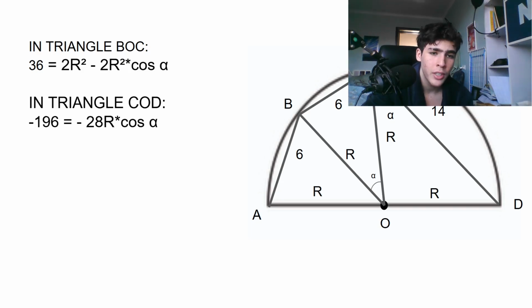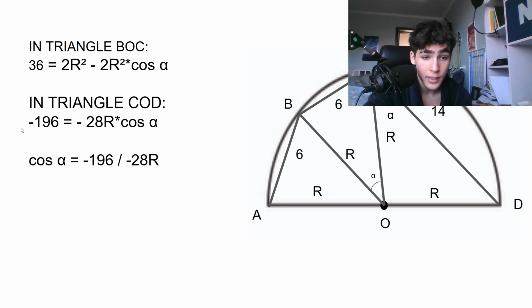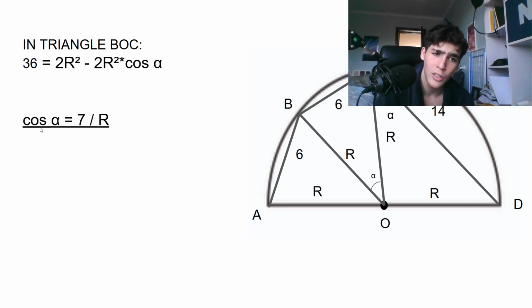And now we can actually identify what cosine of alpha is. So cosine of alpha in this equation is minus 196 divided by minus 28r. And we can simplify this, which gives us 7 over r. Now let's underline this a little bit and look at this equation. We can actually plug in this 7 over r in this equation. I said equation twice. I'm really smart.